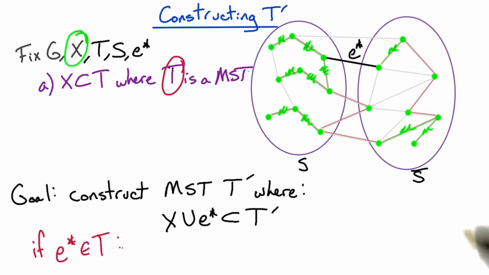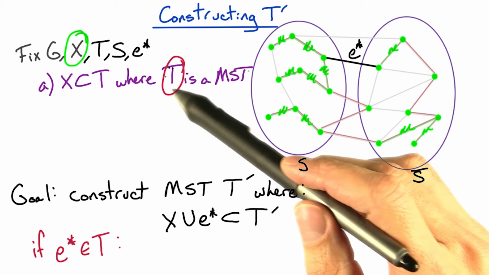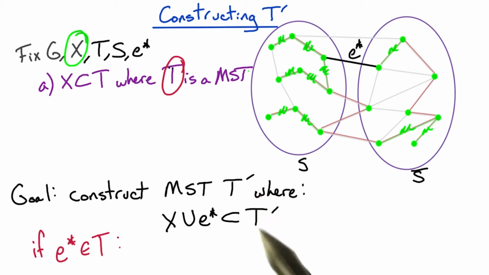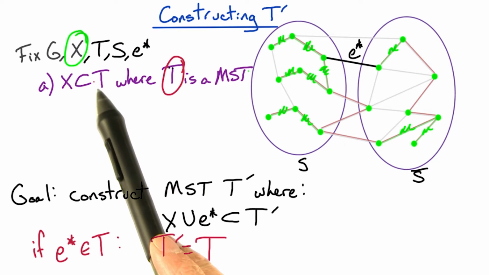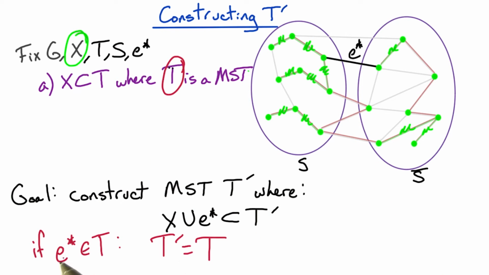Now, the easy case is: suppose that E star happens to be part of T. Then in this case, what is T prime? T prime is the same as T. There's nothing to do in this case. Notice we have that X is part of T, and we're supposing that E star happens to be part of T as well.